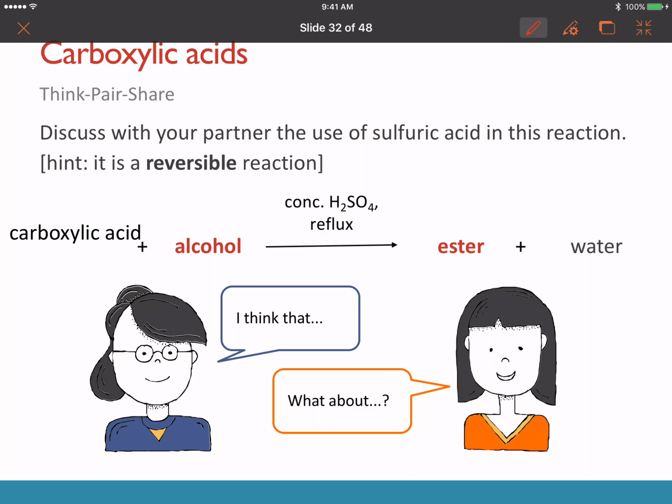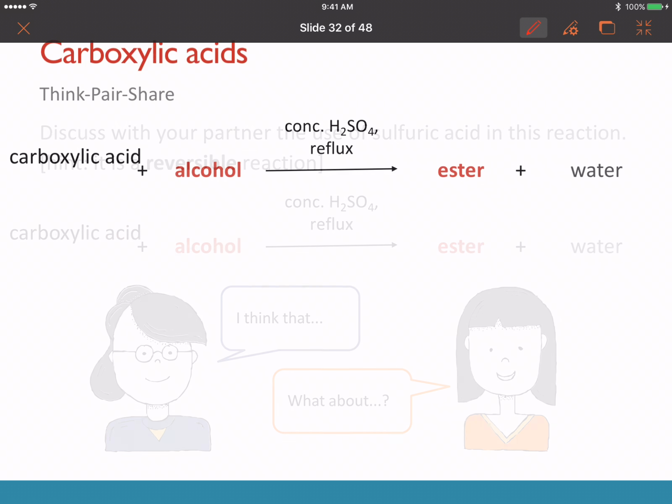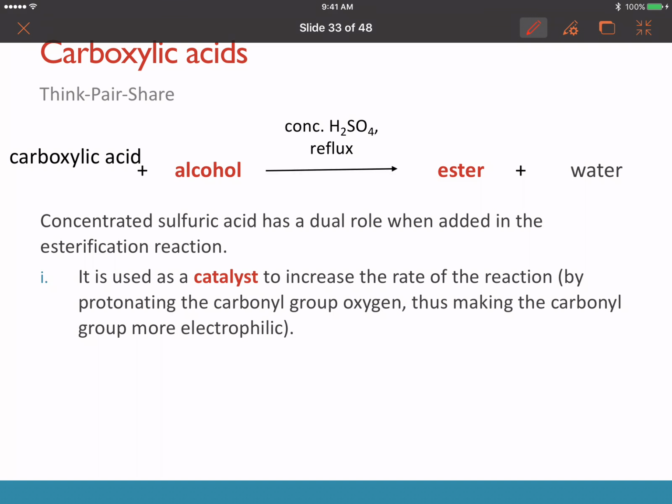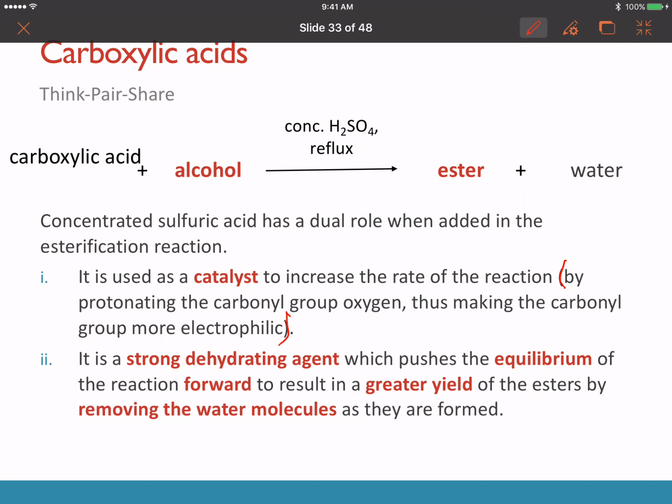Okay, next part. Let's talk about the use of sulfuric acid in this reaction. What do you think sulfuric acid is used for? There are actually 2 roles of concentrated sulfuric acid in this reaction. First, it is a catalyst. Now, this part in brackets, you don't need to know in detail. This is just some additional stuff that you learn in JC, but we will not test you on this in secondary school. So just know that it's a catalyst. Exactly how it works, you don't need to know. Then it's also a strong dehydrating agent.